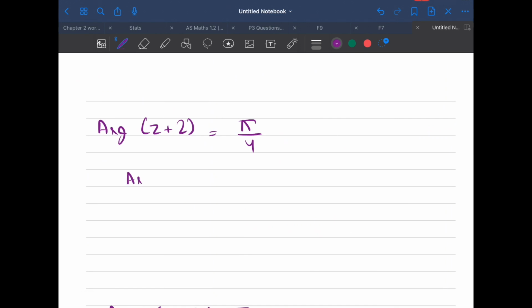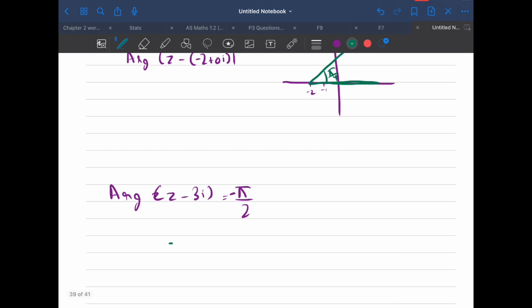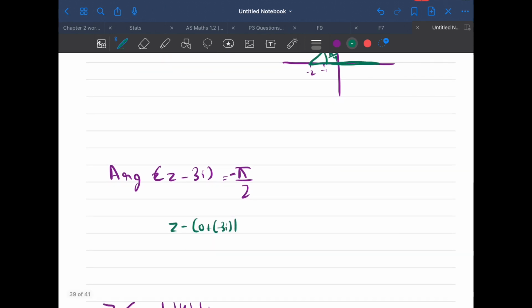Now let's do this one. Argument z minus minus 2 plus 0 iota. So it's going to lie where? So minus 2 and 0. It's here. Make a horizontal line here and it's pi upon 4. We get this. Now this one. Z, take minus common, it's 0 minus 3 iota. Do you get this? It's going to be 0 plus 3 iota. Got this?